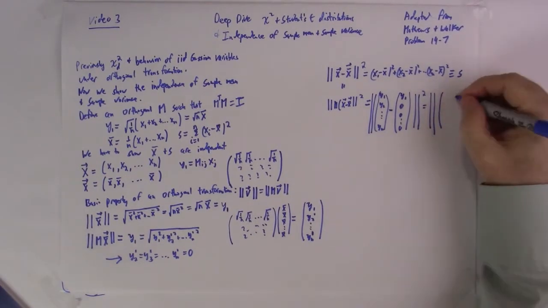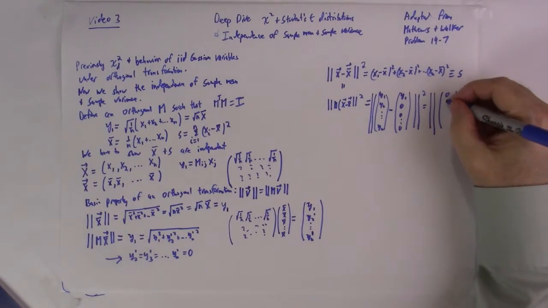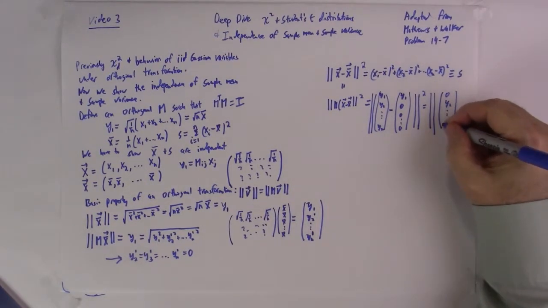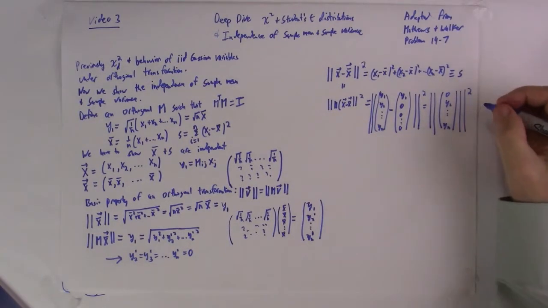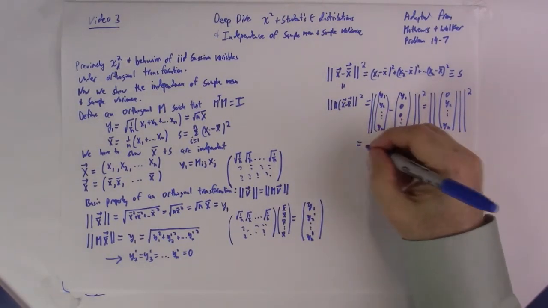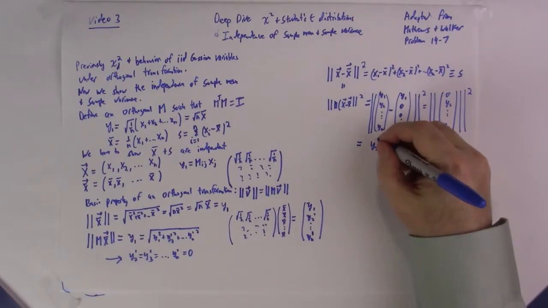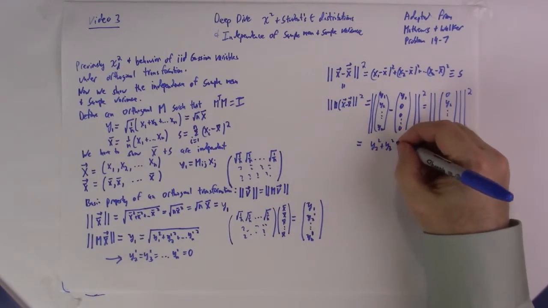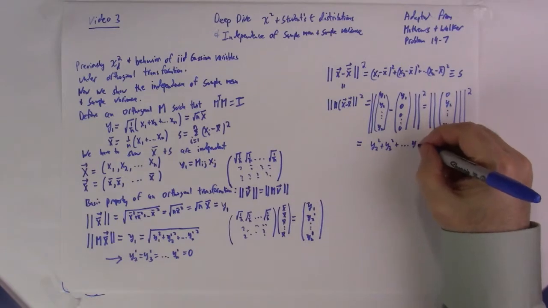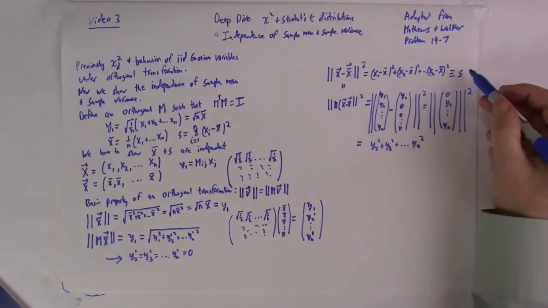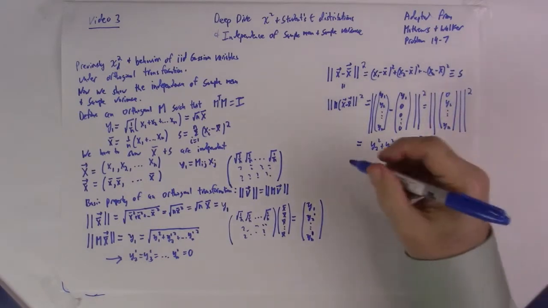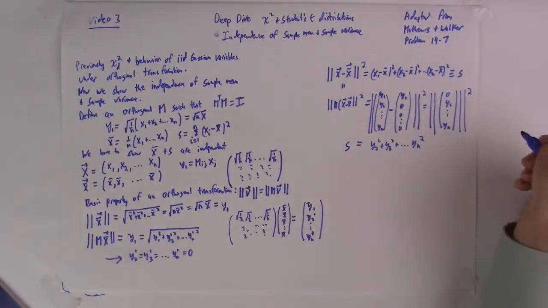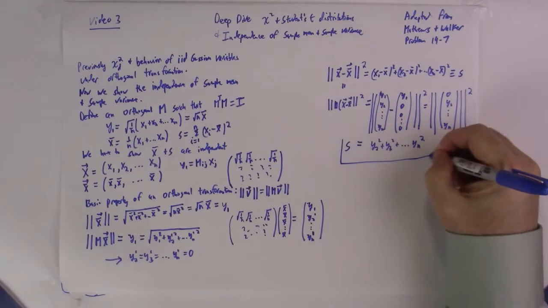So this is equal to the norm of the vector 0, y2, yn. That's simply equal to y2 squared plus y3 squared plus ... yn squared. Remember, we've shown, since the norms are preserved, this has to be the same as this, so this has to be equal to s. So this is like a nice formula for s.